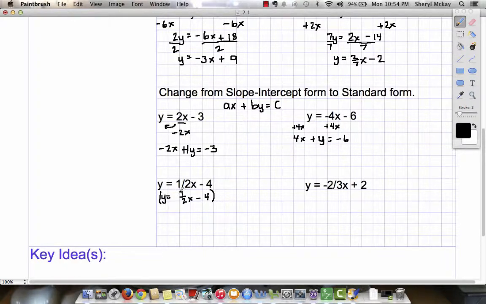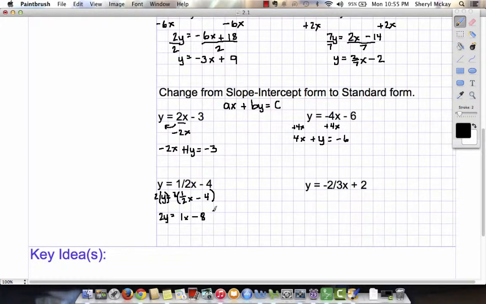And that means I'm going to multiply one side by 2, and I'm going to multiply the other side by 2. Well, if I multiplied everything by 2, I would end up with 2y equals 2 times 1/2 is a 1x, or just x. And then 2 times a -4, remembering our distributive property, is -8. Now I no longer have a fraction, and that's what I want to do. I want to get rid of that fraction. Now all I have to do is just move my x over, and I've got standard form, ax plus by.